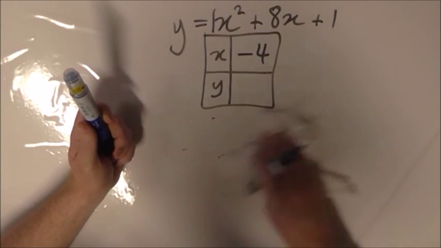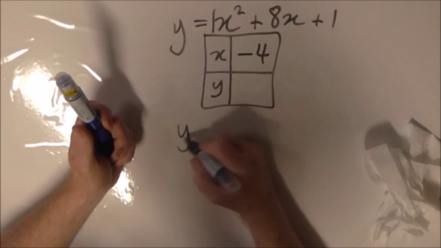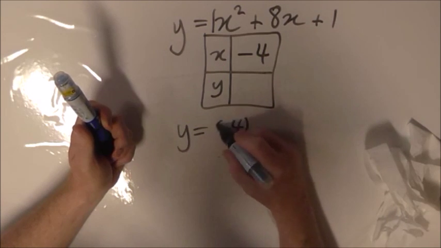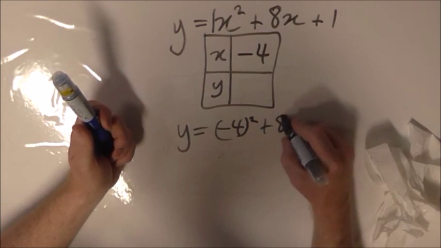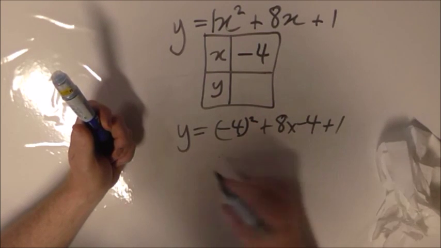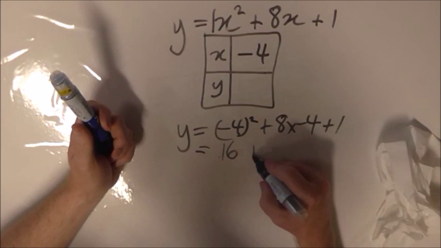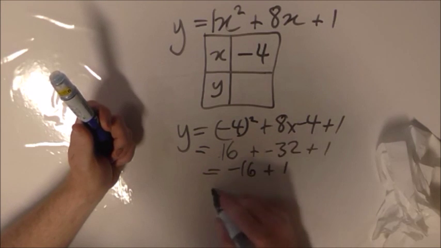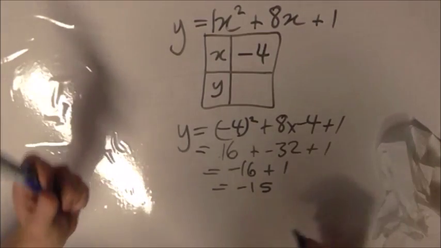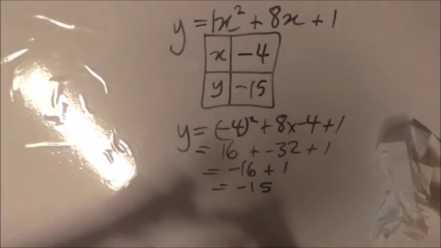Now, what goes there? Just a good old-fashioned table of values. Again, see, 2 characters replacing 1 character needs snug brackets. So now we work it out. -4 times -4 is 16. 8 times -4 is -32. Plus 1. That plus that is -16. Plus 1 brings it up to -15. So that means that's the y value that now goes in there.